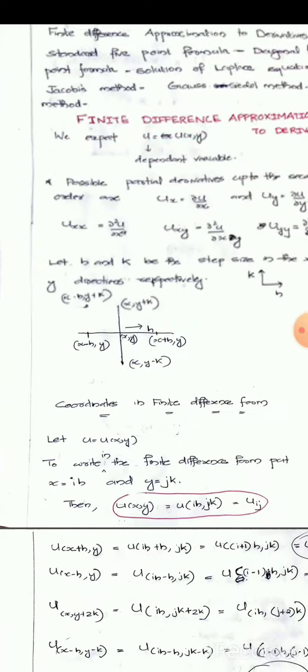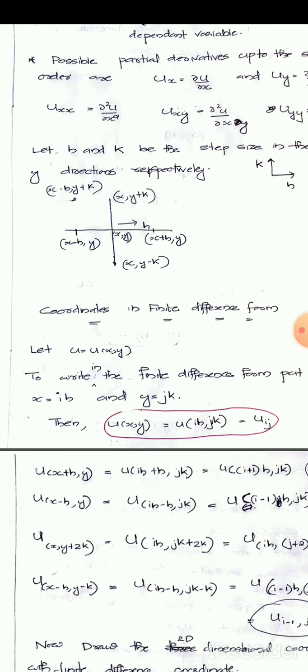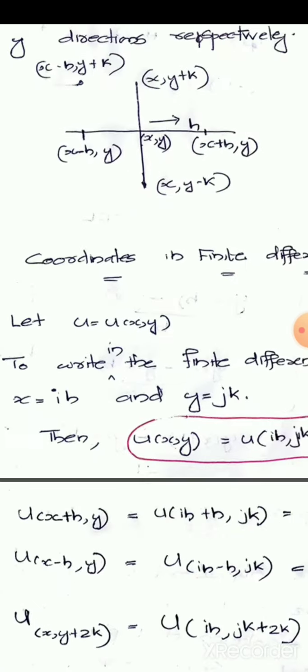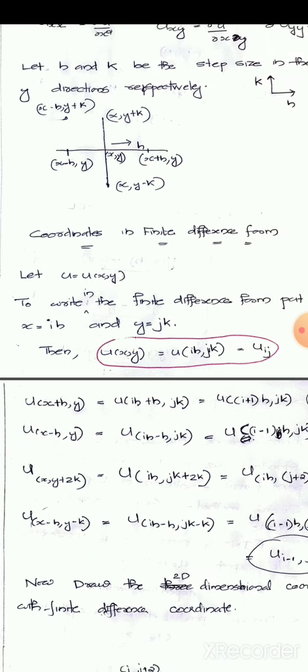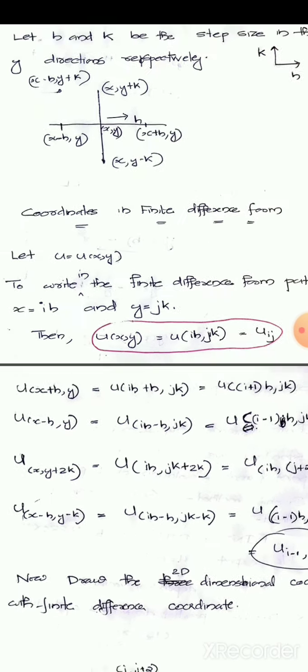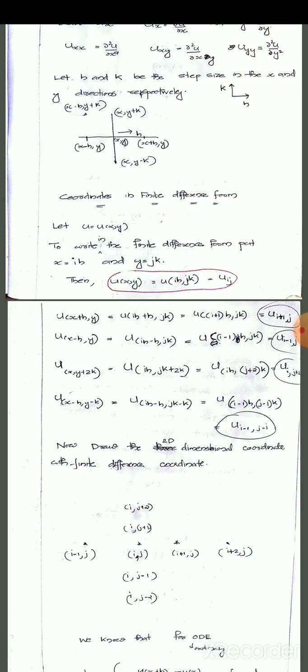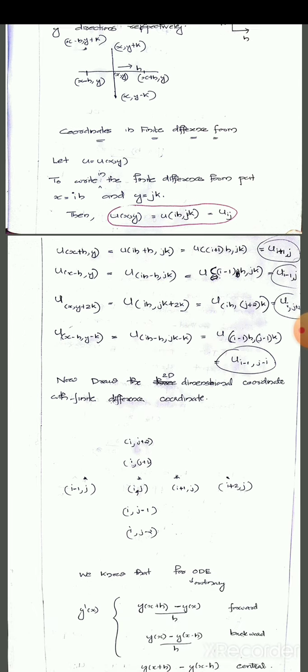We can see the coordinates in the finite difference form. Let u = u(x, y). The coordinates can be represented with x replaced by ih and y replaced by jk. The increments u(x+h, y) and the other values are represented as u(i+1, j), u(i-1, j), u(i, j+1), u(i, j+2), and u(i-1, j-1). So the representation is quite simpler.